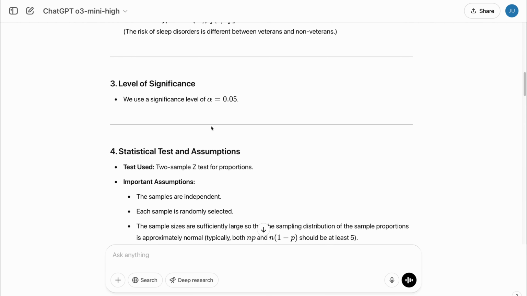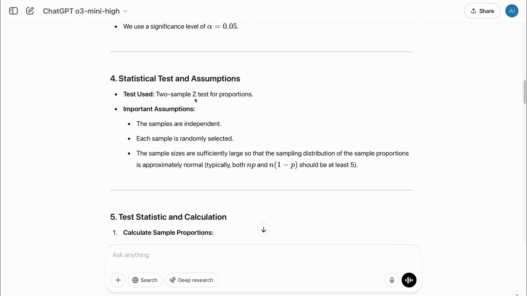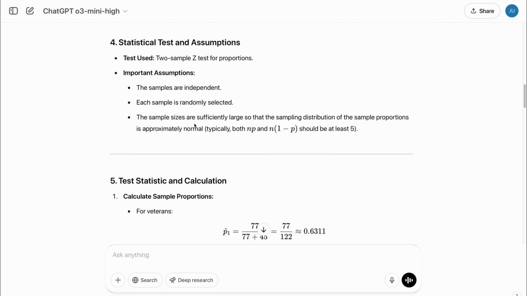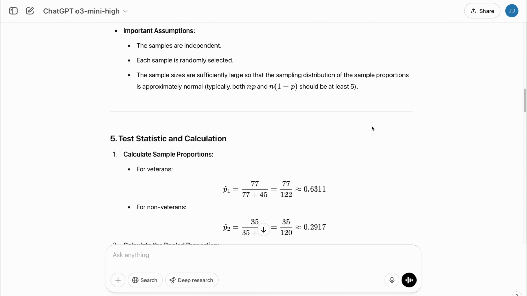Level of significance, 0.05, great. We're going to use the 2 sample Z test for proportions. It's stating the assumptions there that all these observations are independent. Everyone is randomly selected, no problem. And then the sample sizes are sufficiently large so that the sampling distribution of the sample proportions is approximately normal. So we want our 2 frequencies to be at least 5, as we've discussed.